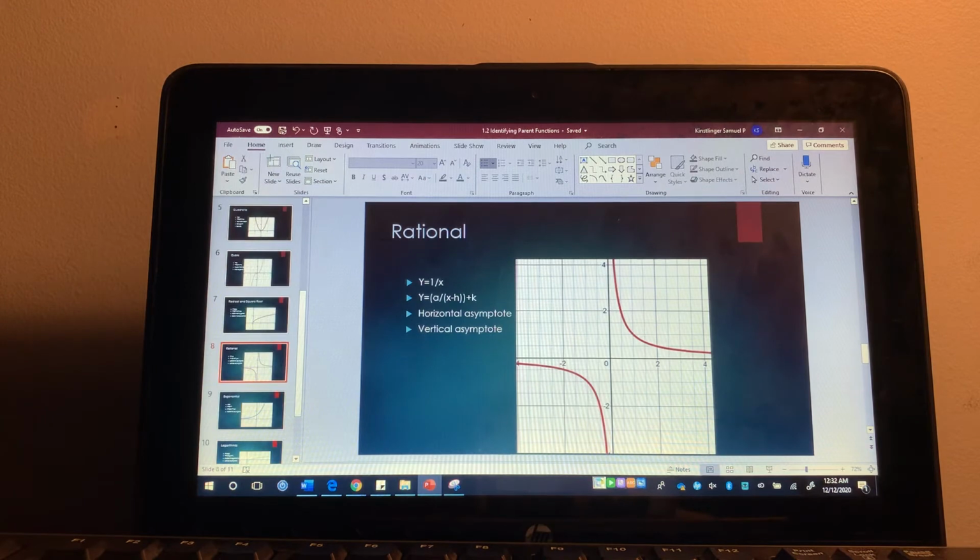Here we have rational. The rational function is y equals 1 over x, or y equals a over the quantity x minus h, plus k. Now this one's kind of confusing.